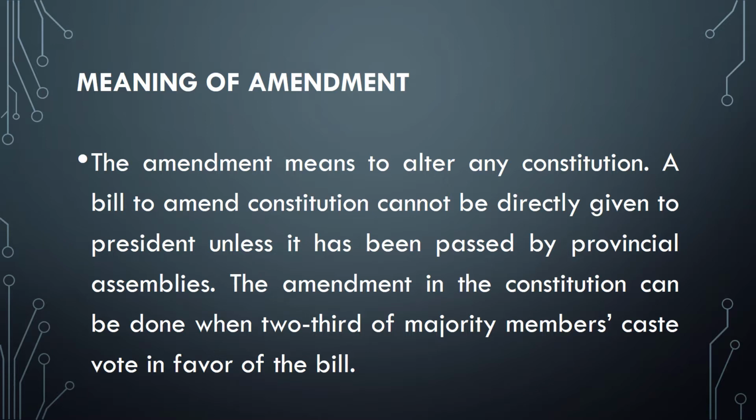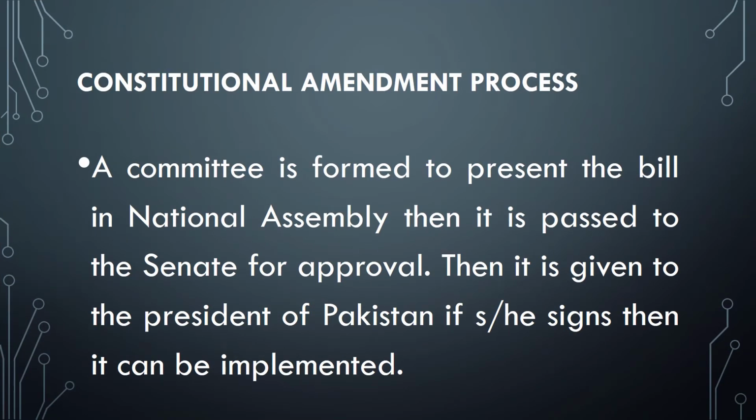A bill to amend the constitution cannot be directly given to the President unless it has been passed by provincial assemblies. The amendment in the Constitution can be done when 2/3 of majority members cast vote in favor of the bill. So, what is the process of amending the Constitution? First, a committee is formed to present the bill in the National Assembly, then it is passed to the Senate for approval. Then it is given to the President of Pakistan. If he signs, then it can be implemented.